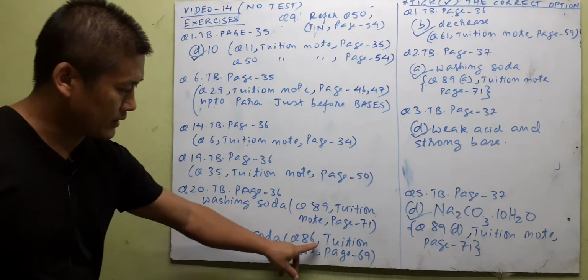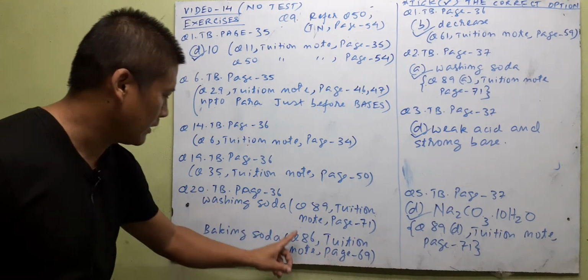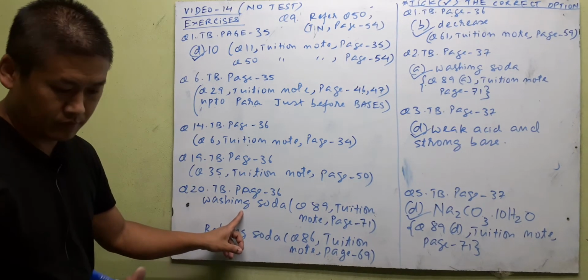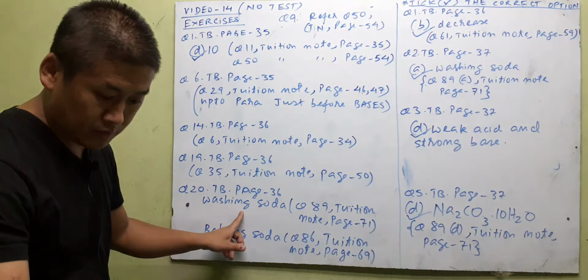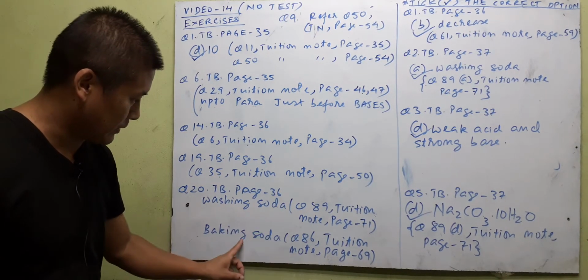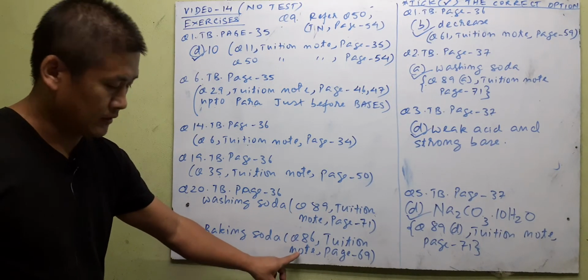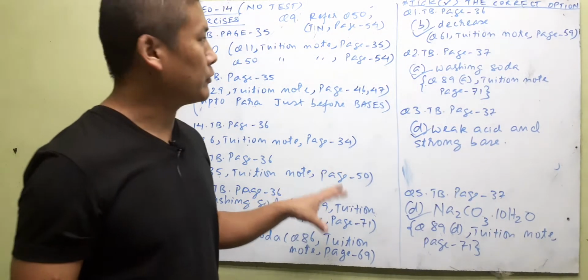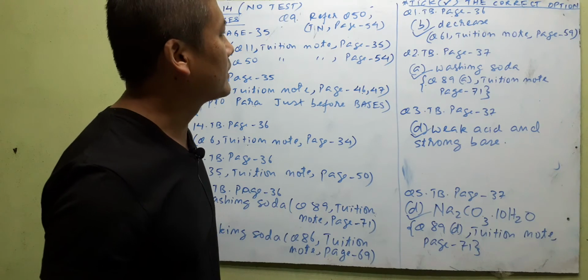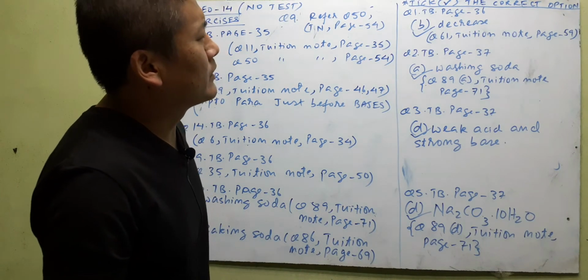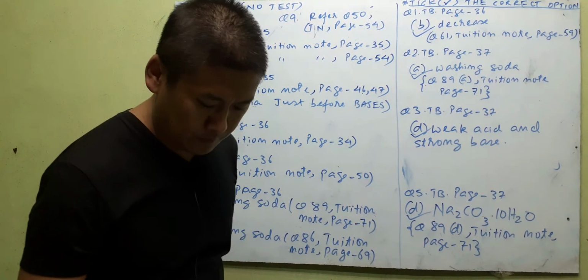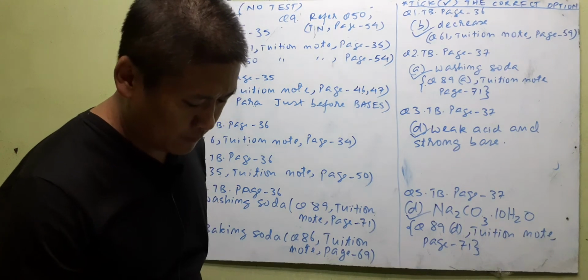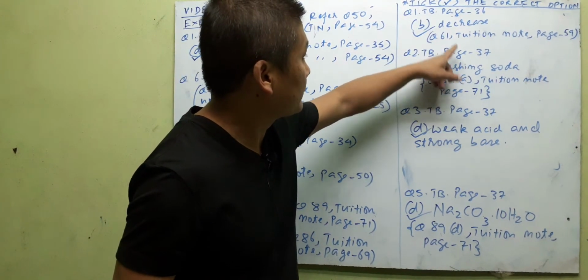Baking soda, question 86, tuition note, page 69. Write this here on your textbook. Near the washing soda, put an arrow and write this here. Baking soda, put an arrow and write this one here for reference. Okay, we don't need to discuss because we have already gone through this and it's exactly same as this one. Then the correct option is there on page 36, bottom last, number 1, page 36.